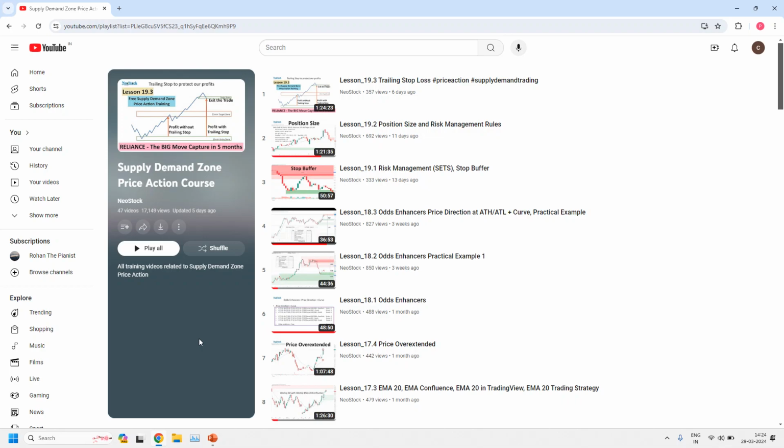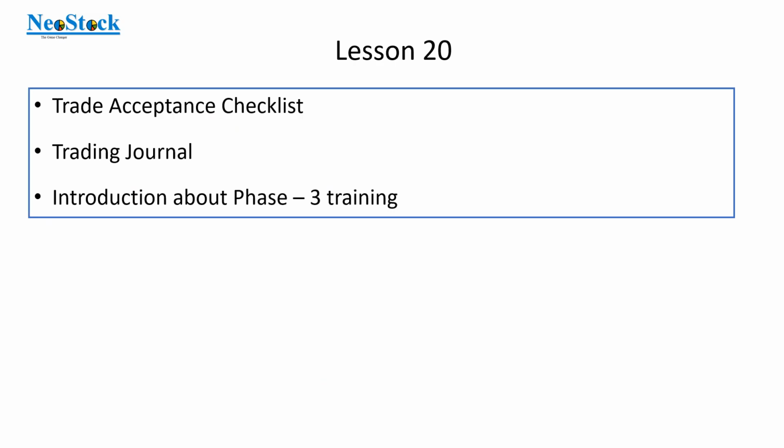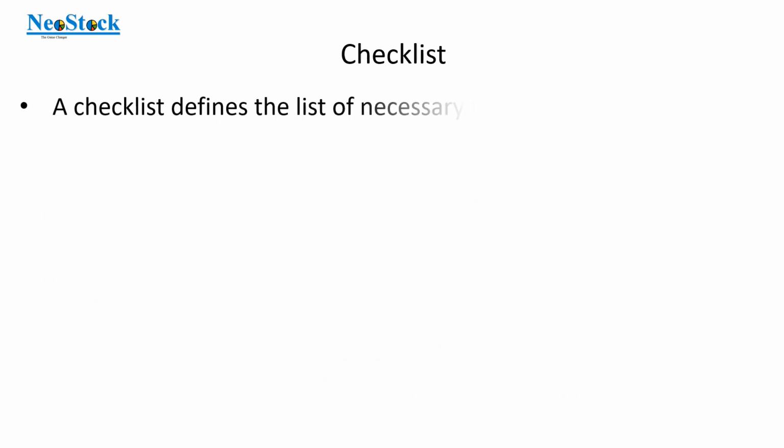Now, let's get into lesson 20. So, let's discuss what is a trade acceptance checklist. Even before that, what is a checklist? A checklist defines the list of necessary things or the list of necessary actions to be done. And if you complete all the necessary things or actions, then only that activity can be confirmed.